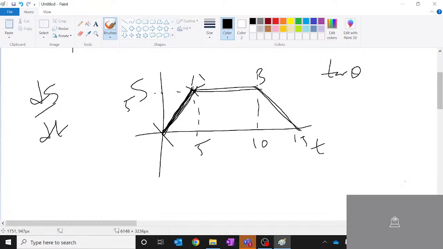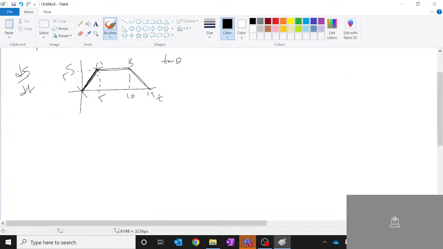Correct? Slope is nothing but your tan theta. Okay, slope is nothing but your tan theta. Generally, what is the tan theta? Generally, in any graph, say for example, if this is my graph, and this is your theta, which is tan theta. Now if I am supposed to find out the slope of this, what would you be doing?